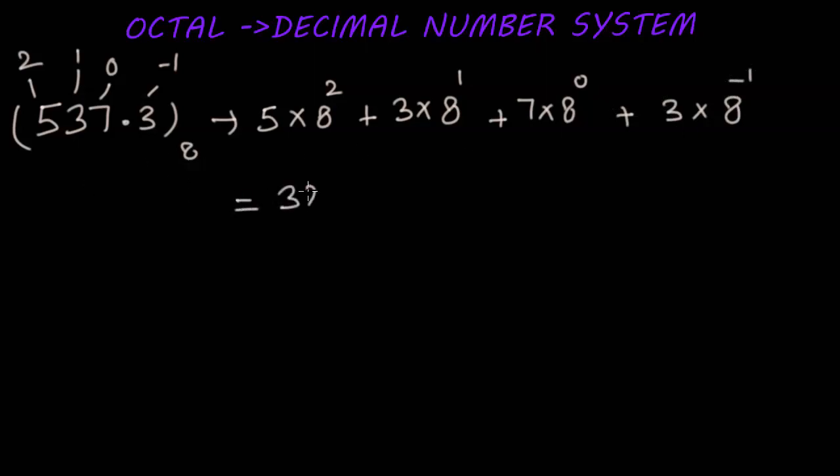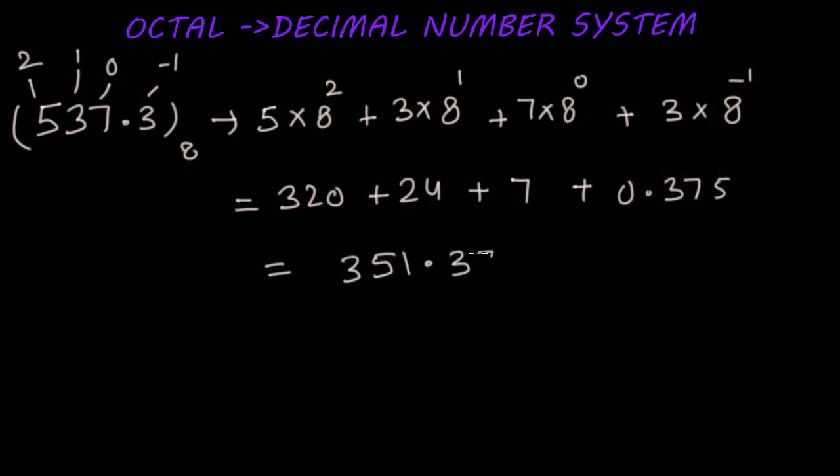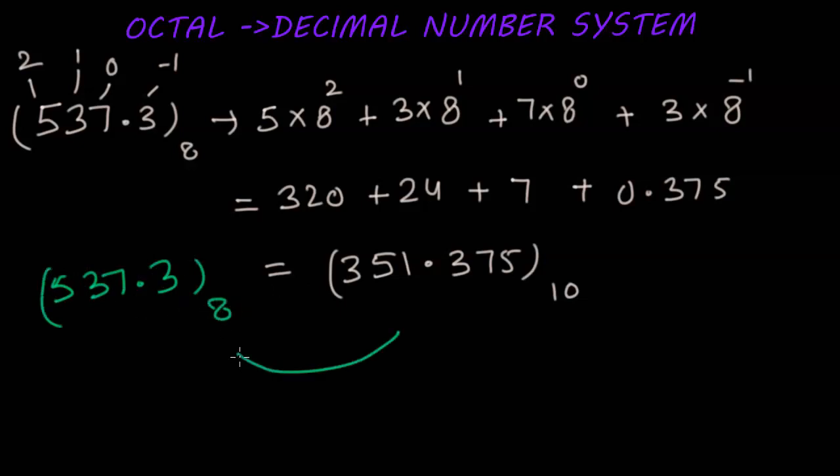So this is 320 plus 24 plus 7 plus 0.375. And this amounts to 351.375 in its decimal form. Hence we can see 537.3 in the octal form can be changed to 351.375 in its decimal number system.